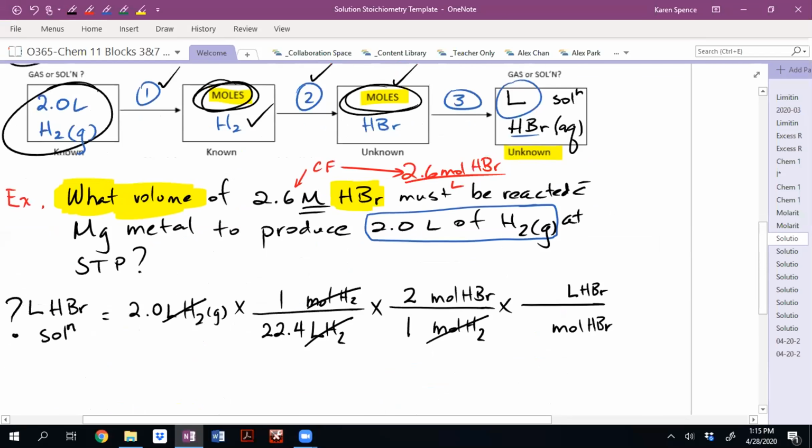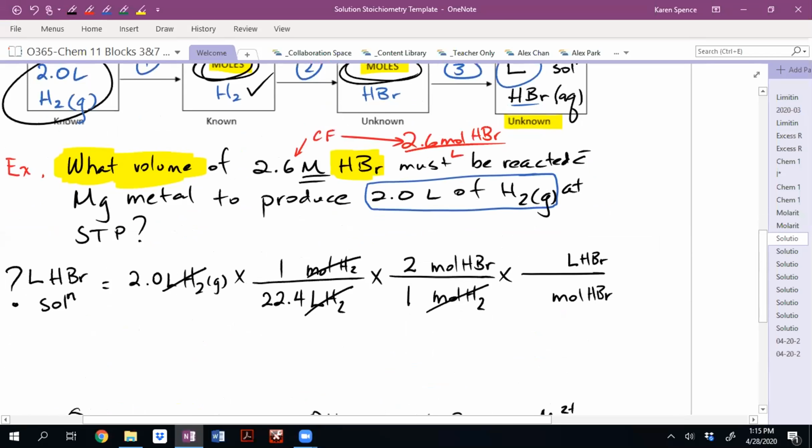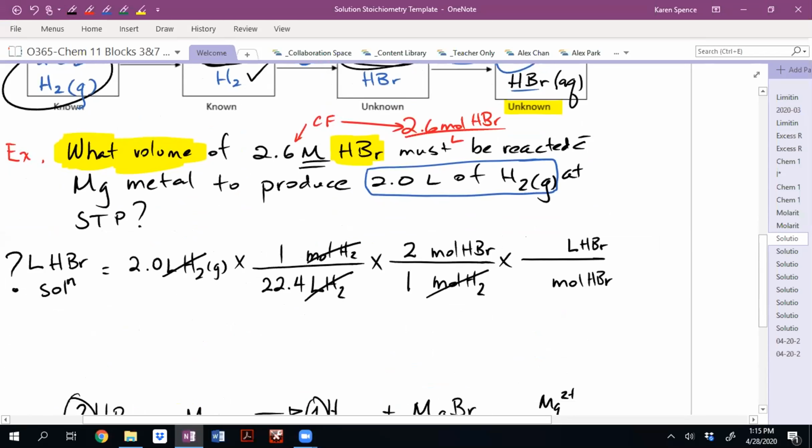I should have left more room, but I did not. Okay, so 2.6. Uh-oh, what did I do? Wrong way. I don't have 2.6 liters per mole. I have 2.6 moles of HBr per 1 liter. Exactly. All right. And we are going to throw that into our calculator.